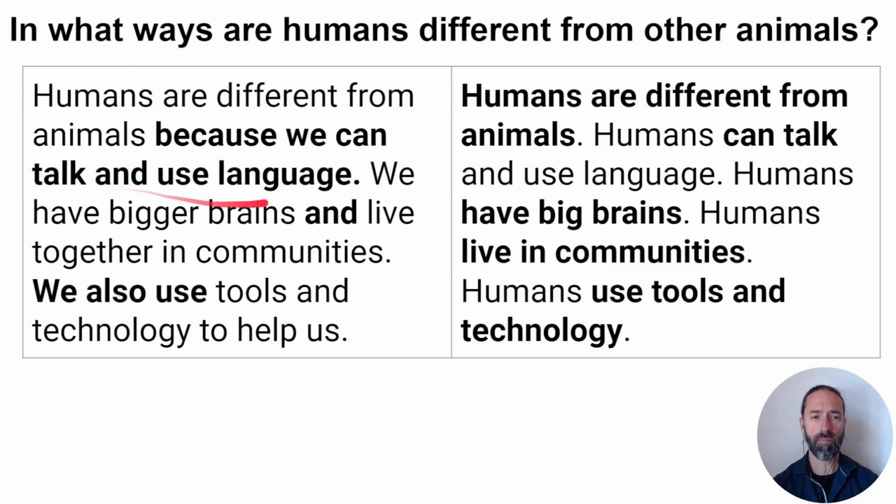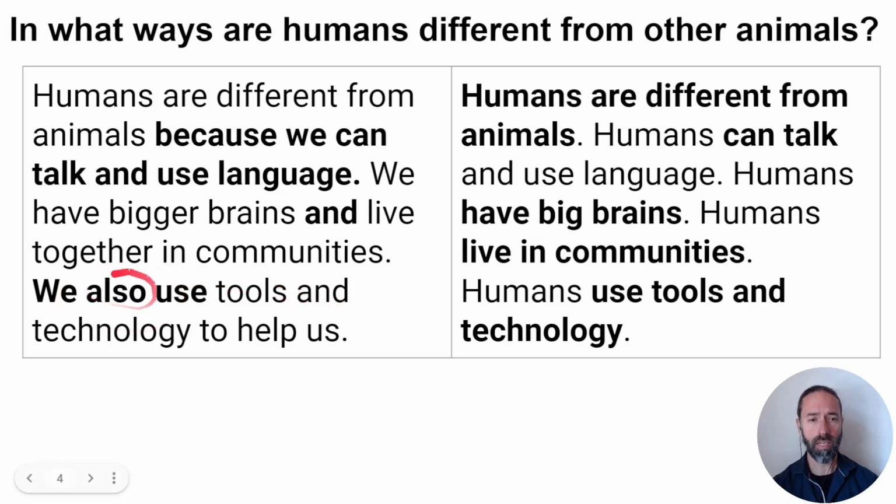As you can see here, the sentence is already a lot longer. Here we have short sentences. This is a longer, complex sentence. And have bigger brains and live together in communities. Again, we're making a more complex, longer sentence. We're kind of repeating the same thing. Here a bit more: have bigger brains instead of big brains. So we're using a comparative here. Together in communities instead of living in communities.